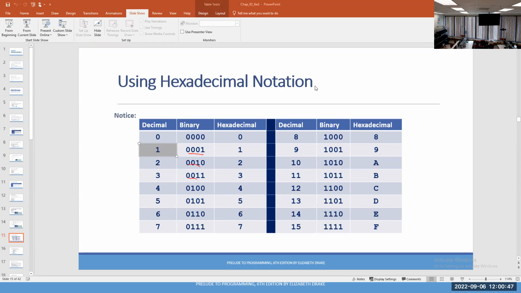And of course, when you convert it to decimal, 0 is the same. The 7 is the same. 9 here is the same, but 10 here in decimal is A in hexadecimal. 11 here is a B, 12 here is a C, and so on. So when you understand the hexadecimal notation, it's very easy for you to convert it into binary or into the hexadecimal system here.